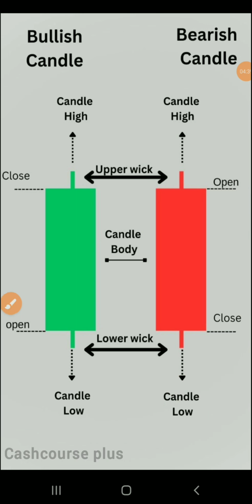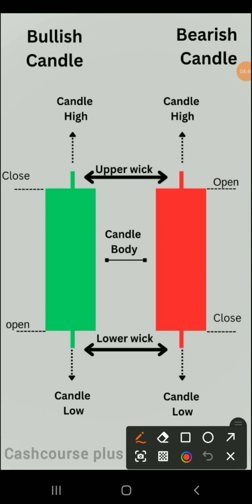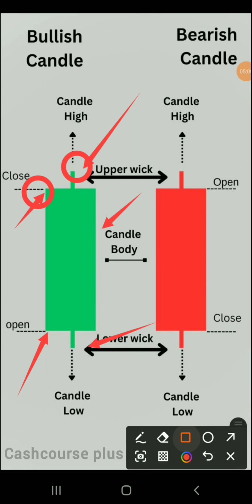Now let's get to candlestick anatomy. What are the components of a candlestick? A candlestick typically has an upper wick, a close, a body, a lower wick, and an open. A candlestick has an upper wick, the candle body, then a lower wick, which is right here, and then the close.